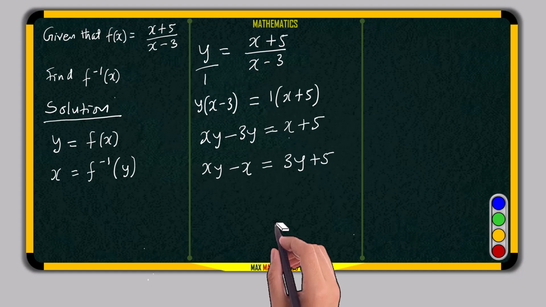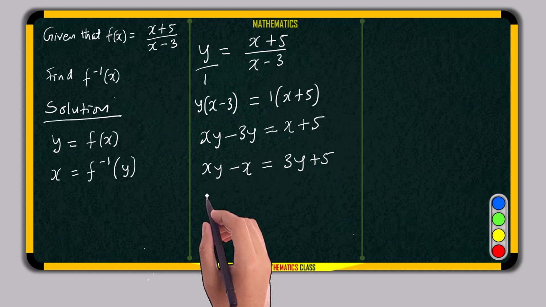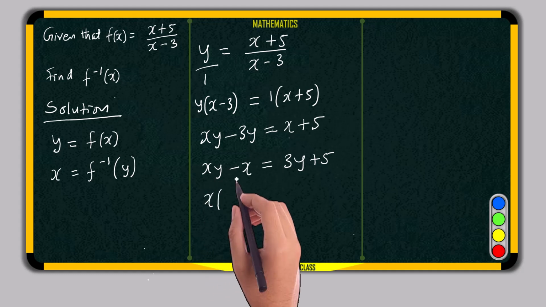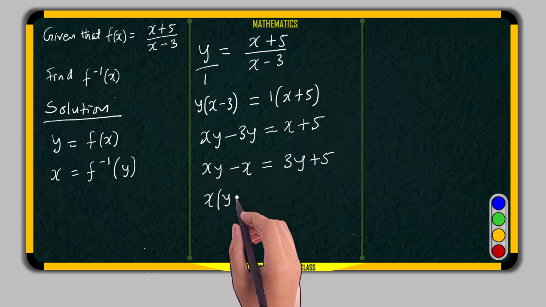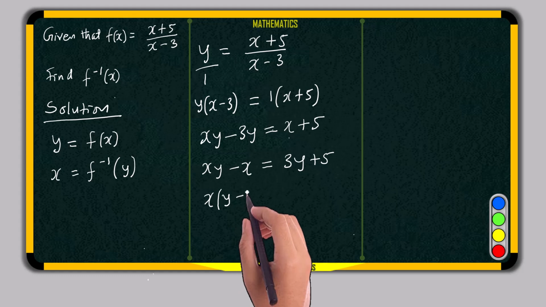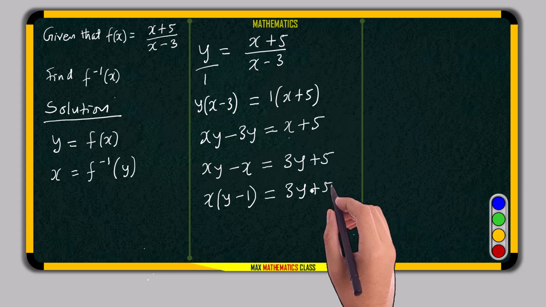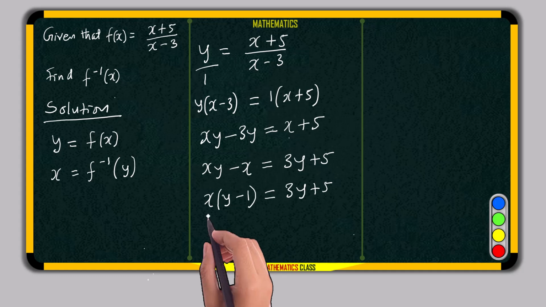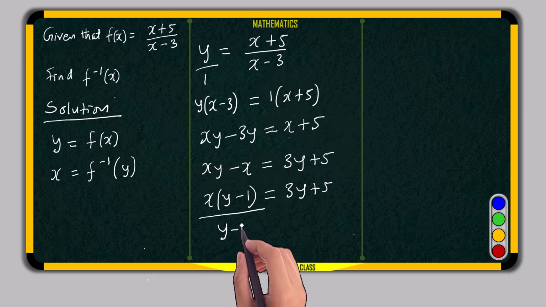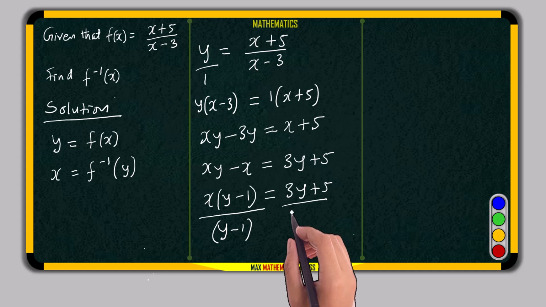So after this, we can now factorize this in terms of x. So we now have x, because if you check here, x is common. So x to divide xy, we are left with y, and x to divide minus x will give us minus 1. So this will be equal to 3y plus 5. The next thing is for us to divide both sides by the coefficient of x, which is y minus 1. So we are going to divide here by y minus 1, and then here also by y minus 1.